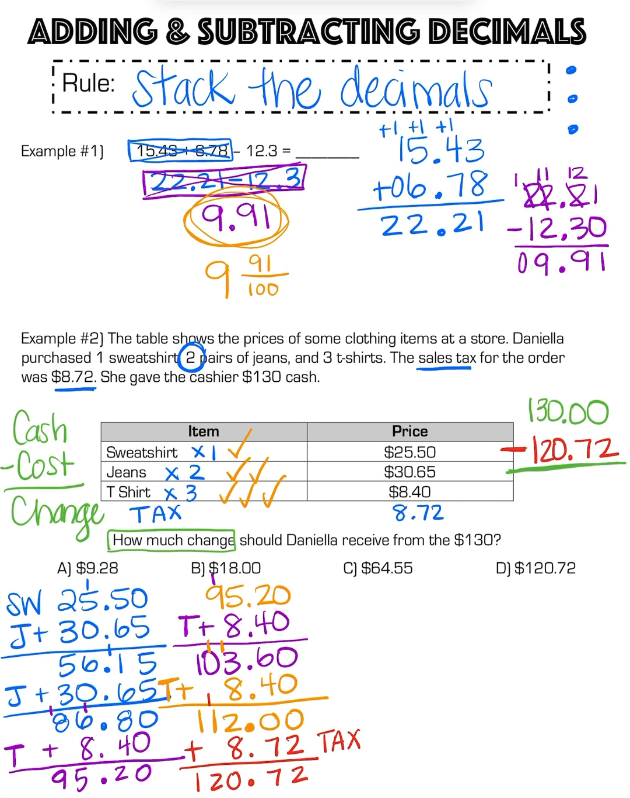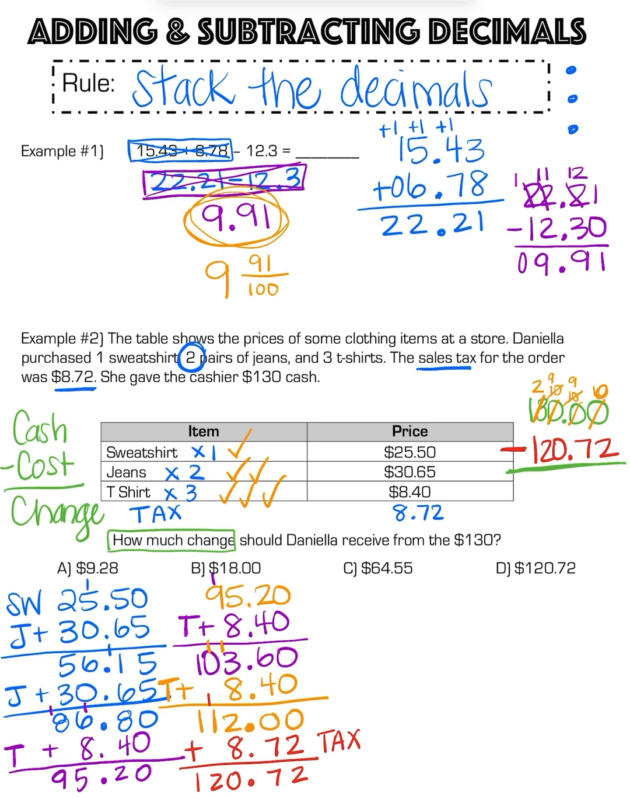So can I take 2 from nothing? No. So I need to go next door. But uh-oh, they have nothing. Go next door. They have nothing. Go next door. Oh, there's a 3. So let's borrow from that 3. So when I borrow from the 3, it becomes a 2. And then I'm going to borrow, and that's going to become a 10. But remember, I need to borrow for next door. So now I have my 10.